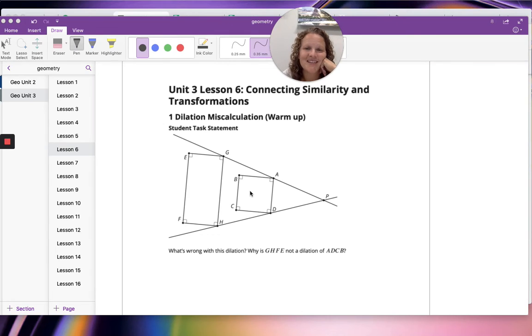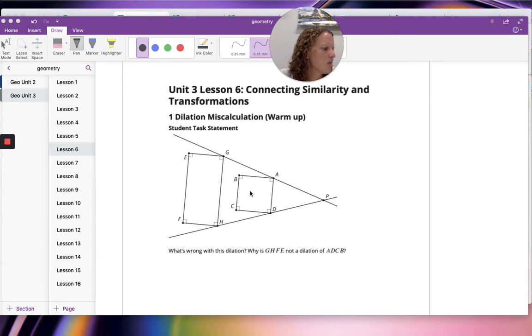Hey there, geometry. In this lesson, we're connecting similarity and transformations. In this example, in this task statement, we're talking about how not all rectangles are similar. Not all figures are the same shape. Not everything is as it seems.